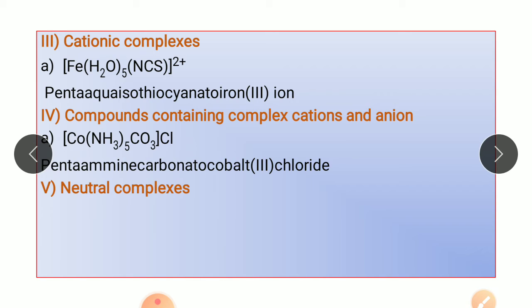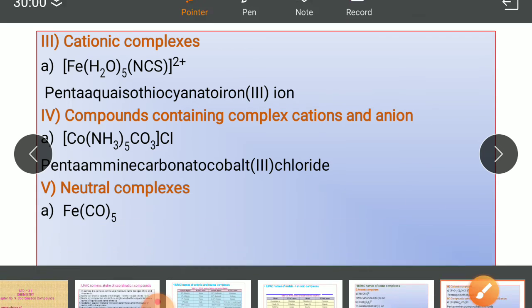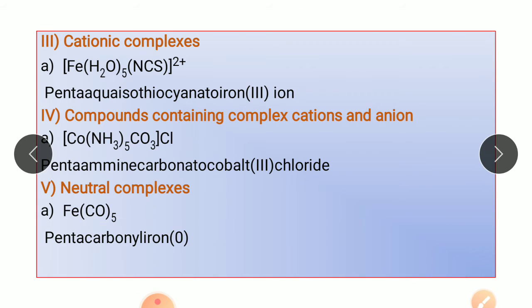Now neutral complexes, let's name some neutral complexes. This is the example Fe(CO)5. Here the charge carried by carbon monoxide is 0, so the oxidation state of Fe in this complex is 0. So the name will be pentacarbonyliron(0). Okay, so these were some examples where we named some of the coordination complexes using IUPAC nomenclature.